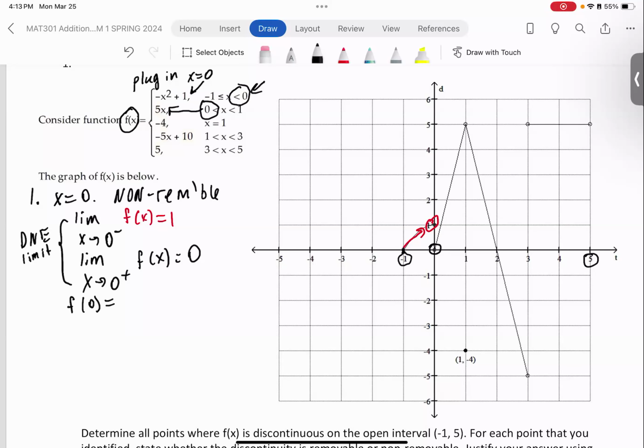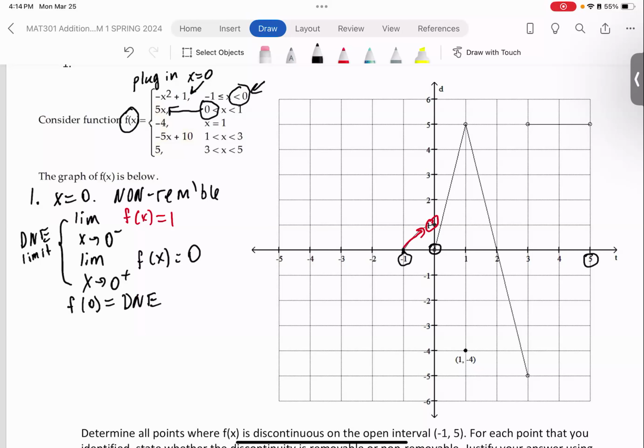So f of 0 then just does not exist. The fact that the point is not there right away tells us that it's discontinuous. But the fact that the limit does not exist tells us more information. So the discontinuity is not removable. Okay, let's go a little bit quicker with the other one.